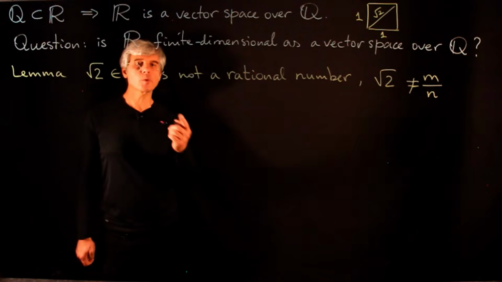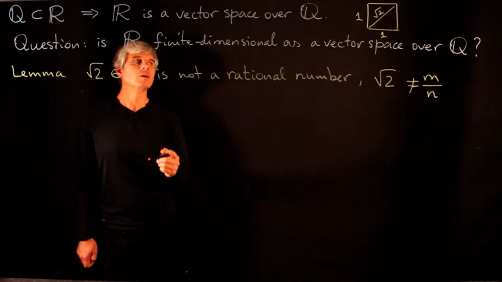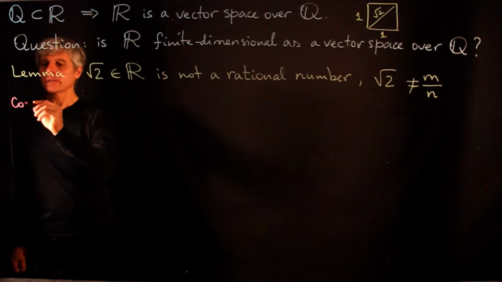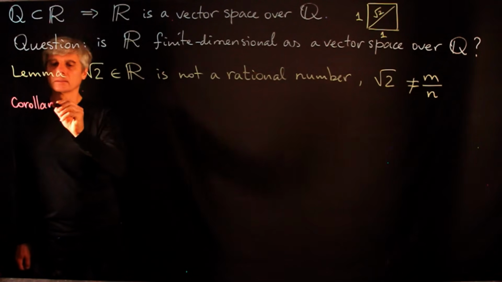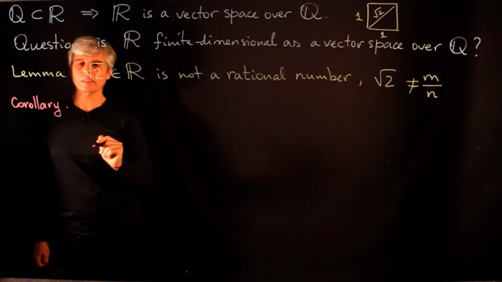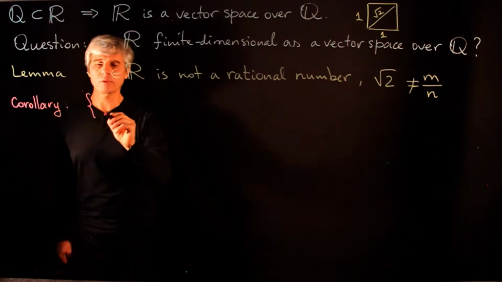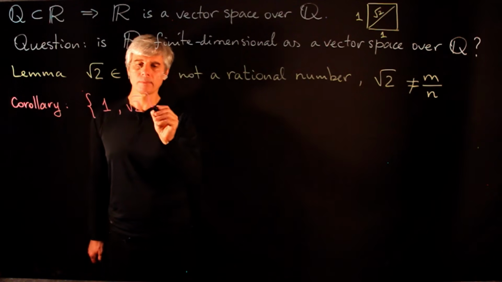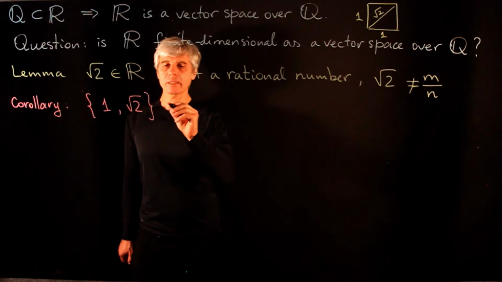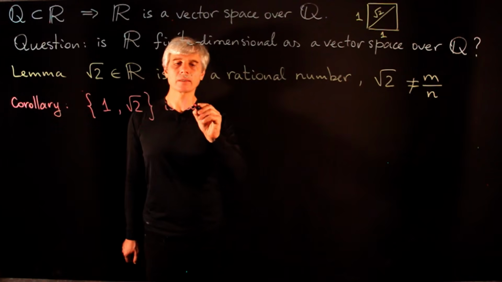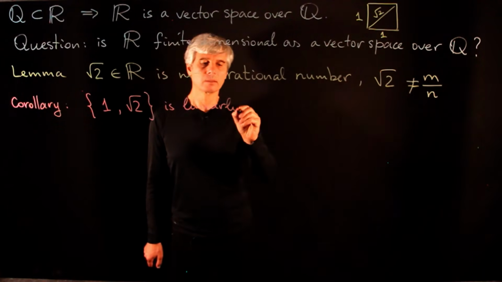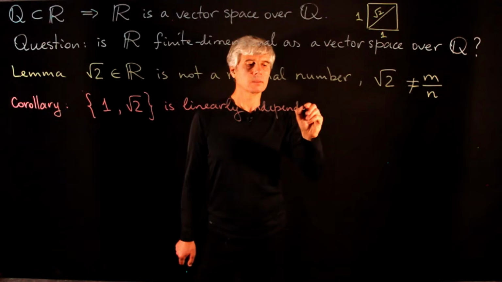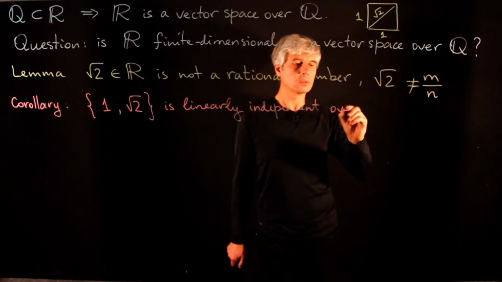Now, how can we interpret this lemma from the point of view of vector spaces? So as a corollary, we can say the following, that the following set, 1 and square root of 2, is linearly independent over Q.